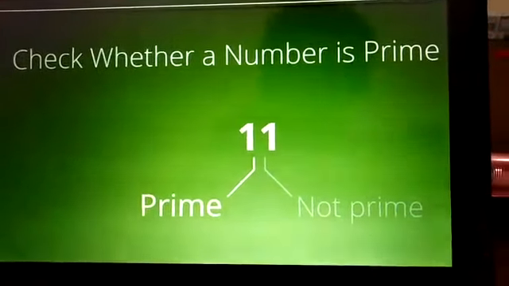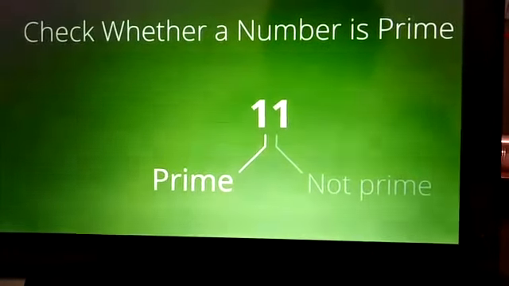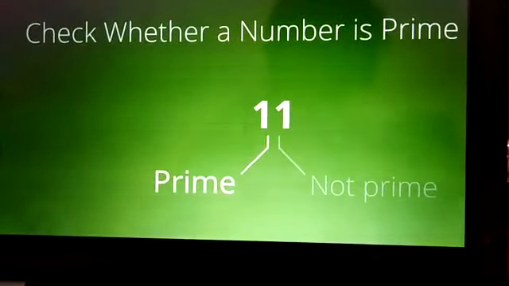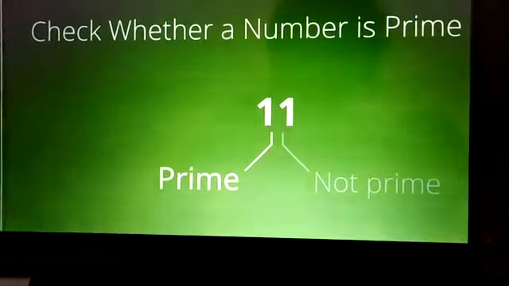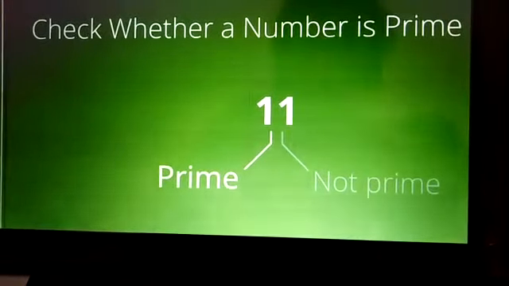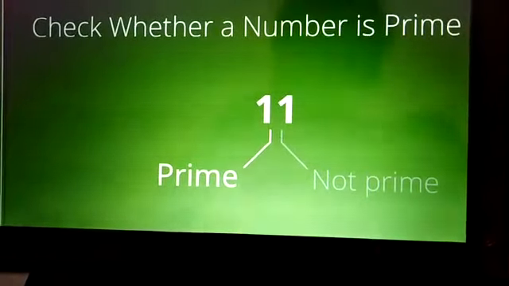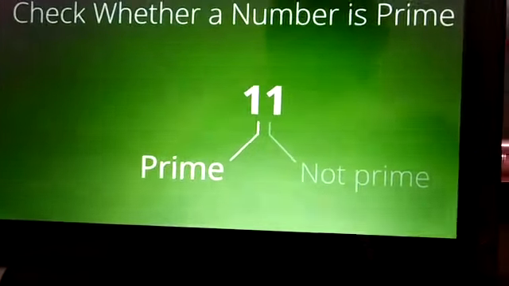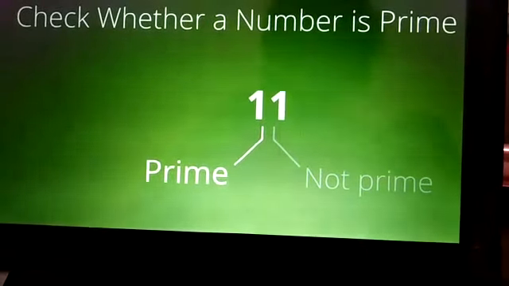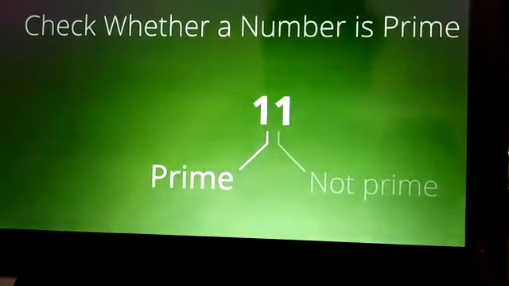Okay, let's check whether a number is a prime or not. So 11 is given to you. You can check whether this number is prime or not. So how can you check it? You know very well 11 is divisible by 1 and the number itself, which means 11 is divisible by 1 and 11. So how many factors? Only 2 factors are there. So this is a prime number.